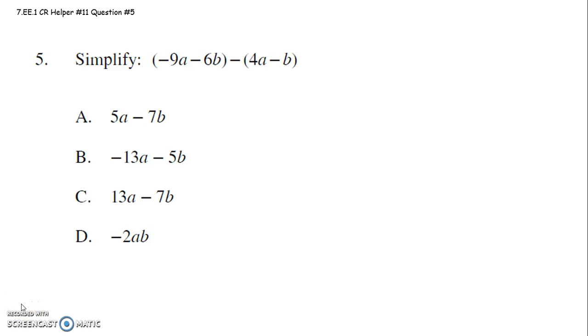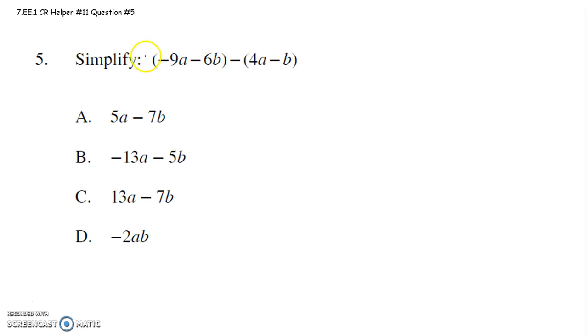All right, 7th graders, this is to help you with question 5 on CR11. It says simplify, and within the first set of parentheses, you have negative 9a minus 6b. Then you're going to subtract off, in the second set of parentheses, 4a minus b.